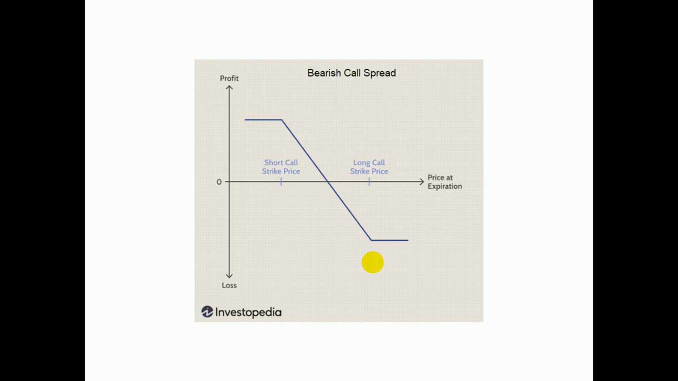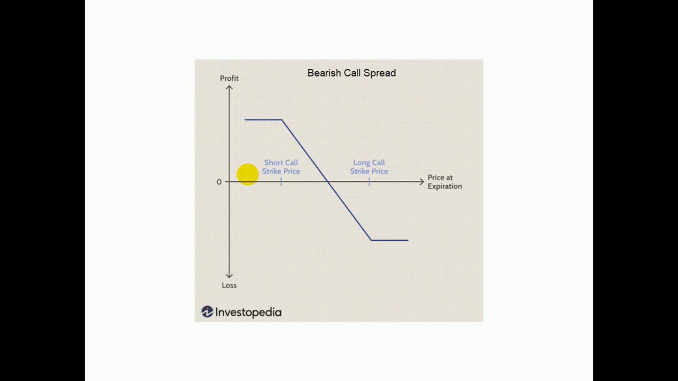And here's what the P&L graph looks like for a call credit spread. You'll notice that your opinion is that the stock should be way down here below the short call strike price. Your opinion is the stock is going to keep heading lower this way. But if it does that, you'll get to keep the credit that you receive for it.